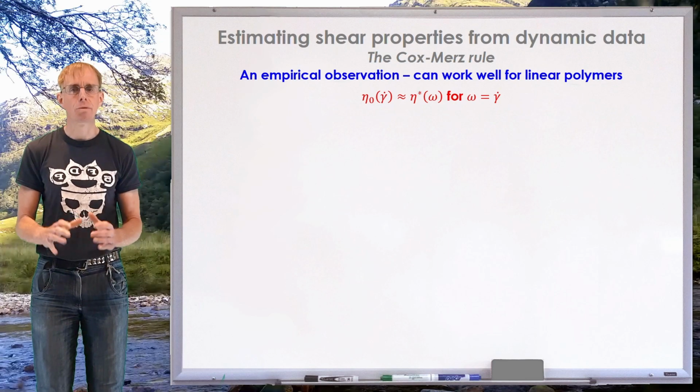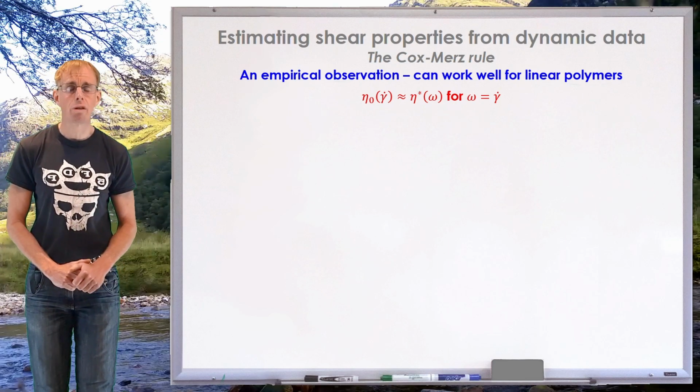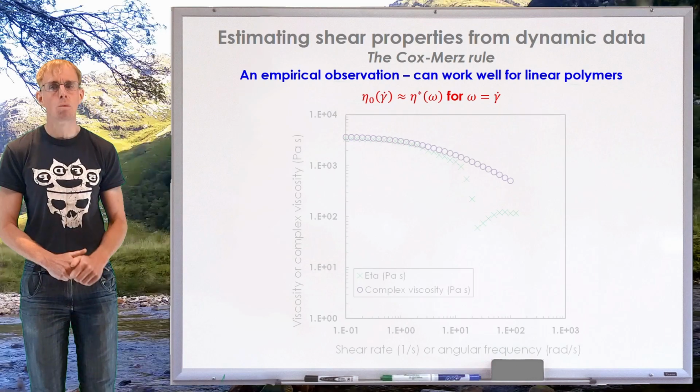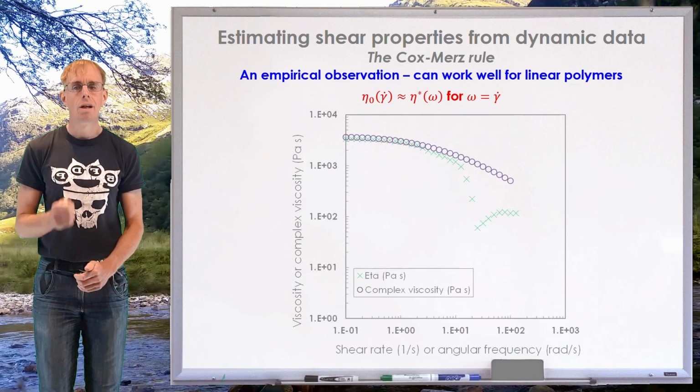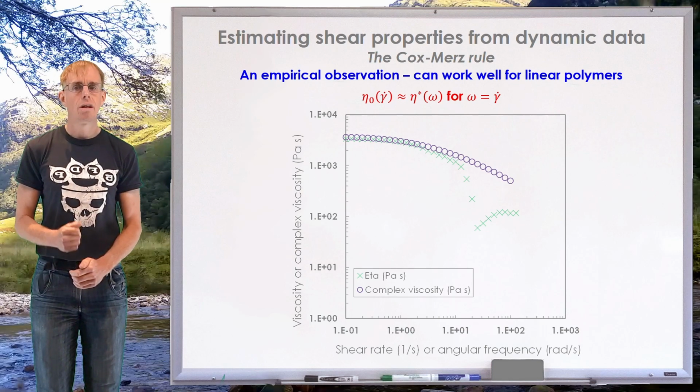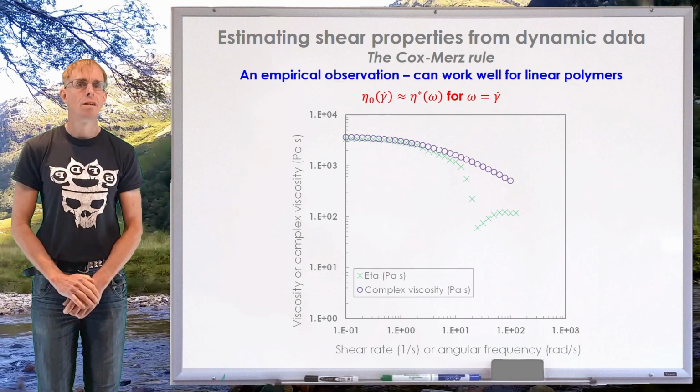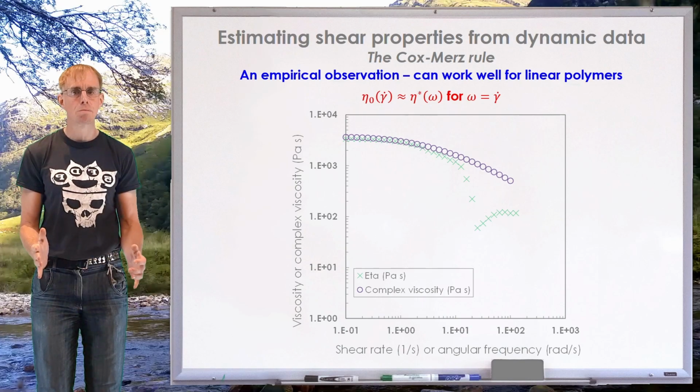Now that's a bit of a mouthful, so it's better explained pictorially. I'm going to put a graph on my whiteboard here of two different measures of viscosity. The green crosses are those steady shear data that we looked at a minute ago, where we have containment problems.